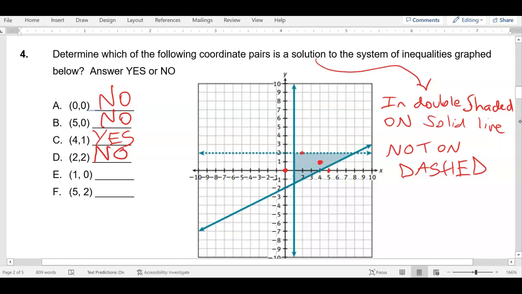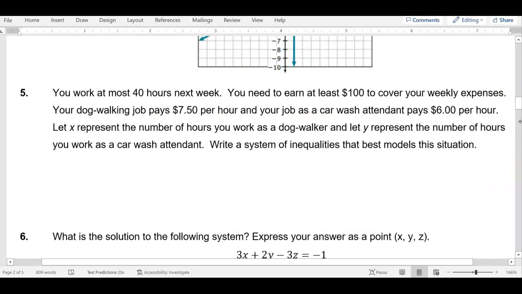Cannot be undashed. 1, 0. Right here. It's on the edge, but it's a solid line. That's a yes. And 5, 2 is also on the dashed line. That's going to be a solid no. Okay. So make sure you know it's in the double shaded area. It can be on a solid line, even on 2 solid lines, but it cannot be on any dashed lines.